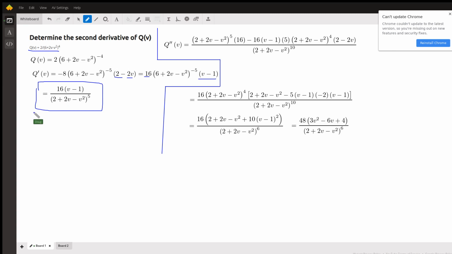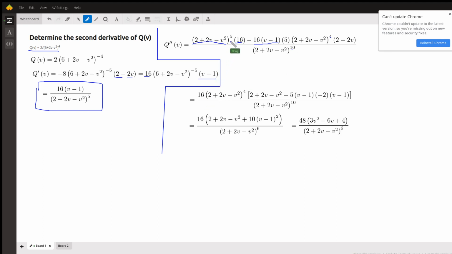Now we can use the quotient rule. Okay, so we've got the denominator times the derivative of the numerator minus the numerator right here times the derivative of the denominator. Well, the derivative of the denominator, power rule: move the 5 down front, reduce the exponent by 1, multiply it by the derivative of the inside, the chain rule, all over the denominator squared. So this thing squared makes this exponent a 10.